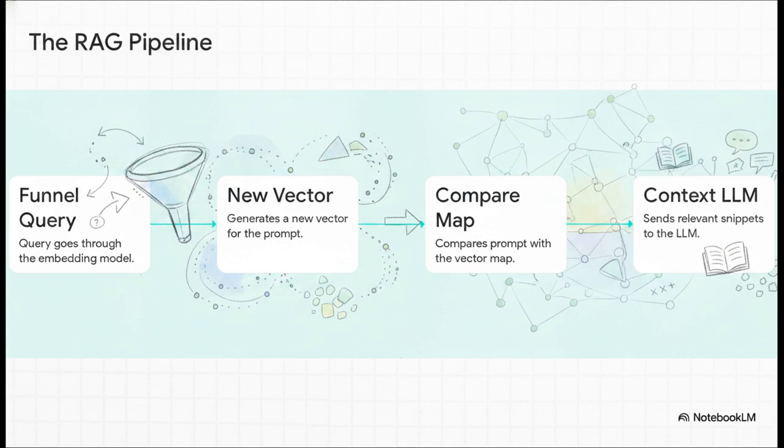When you ask your local app a question, Step 1, it funnels your query through that embedding model. Step 2, it generates a brand new mathematical vector just for your prompt. Step 3, it compares your prompt's vector against the giant vector map of all your notes to find the absolute closest overlapping ideas. And finally, Step 4, it tosses those highly relevant text snippets over to the general large language model so it can give you a context-aware answer. It's just a beautifully elegant system.